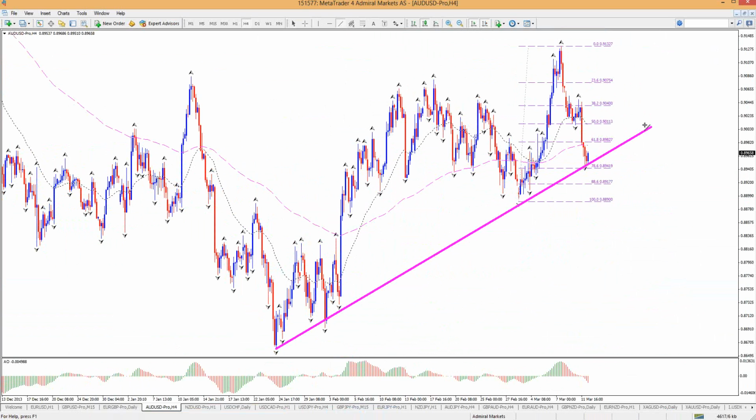So whoever that was, good job. We are now at a bouncing spot because of this trend line as well, which is a support line. So I would think that there's a decent chance of bouncing right here to the upside.